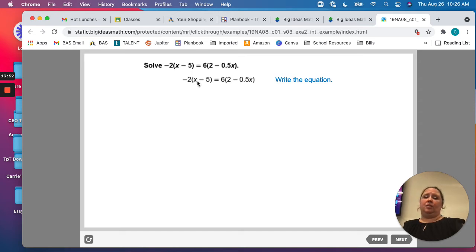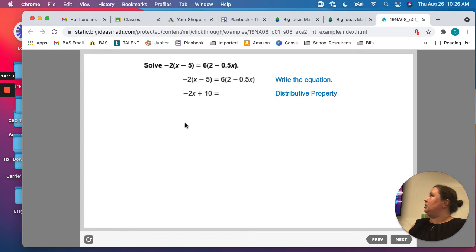What is negative 2 times x? Negative 2x. Very good. What is negative 2 times negative 5? Plus 10. So I should have negative 2x plus 10, because a negative times a negative is a positive. Okay, now let's do the right side.